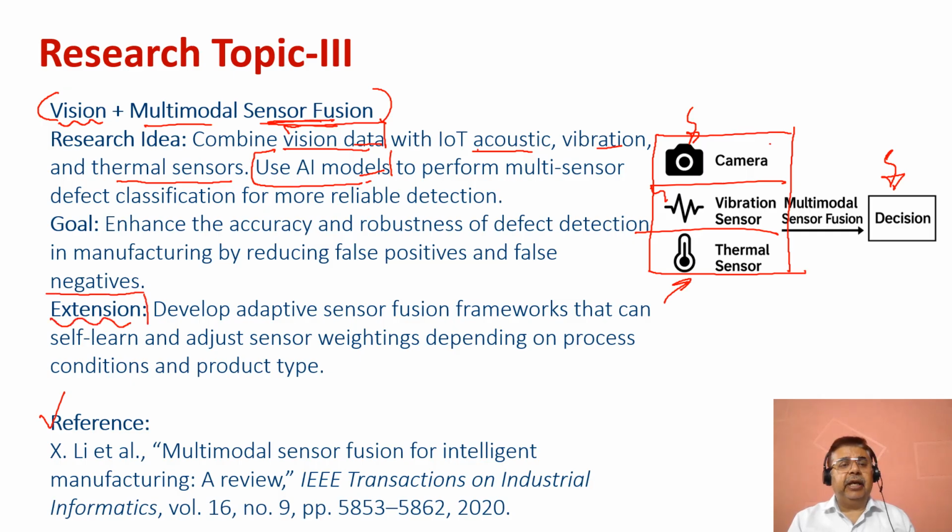Further, this research can be extended for adaptive sensor fusion frameworks that can self-learn and adjust sensor weightings depending on process condition and product type. So a lot of scope to work in this domain of sensor fusion.